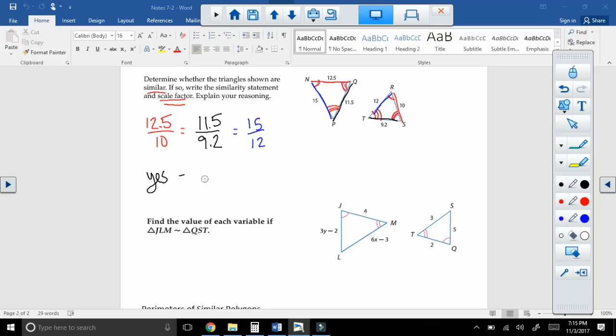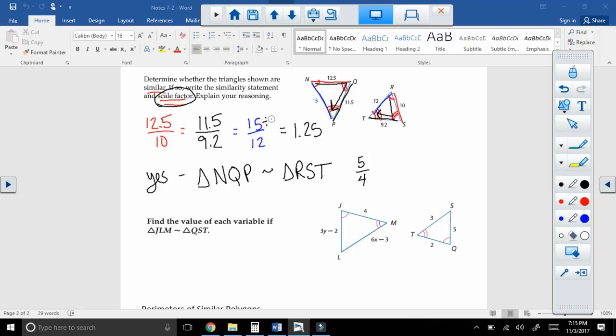I can write my similarity statement, so I would write triangle NQP is similar to, and if I said NQP, I just need to make sure I go in that same order, so the one with 1, 2, and then 3 arcs: triangle RST. And then the last thing it wants me to do is write my scale factor, and I always want to write that as a ratio. So even though when I divided those I got each one to be 1.25, I just want to change that back to a fraction, and you have to write it as an improper fraction.